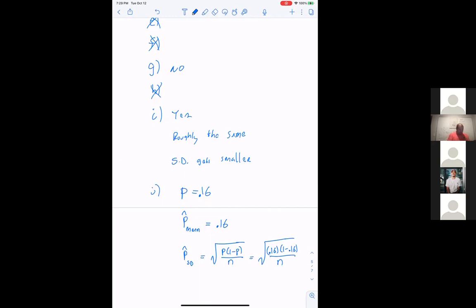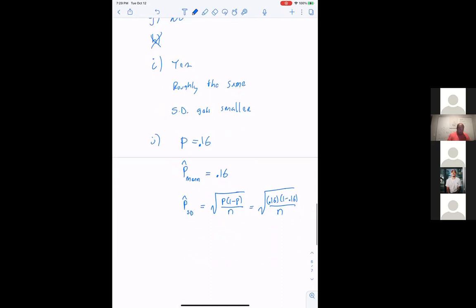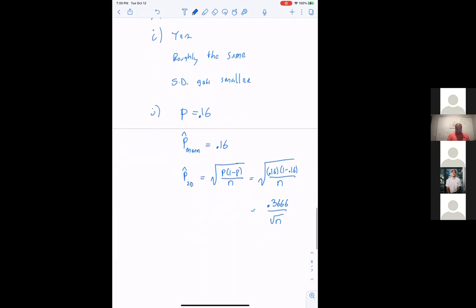0.84. So the square root of 0.16 times 0.84, we get 0.3666 over the square root of n. Now, if they actually give me n, like they do here, they say take n to be 50, then what would the standard deviation be? When n equals 50, standard deviation of p hat becomes what?